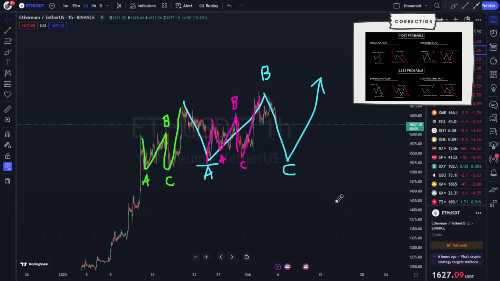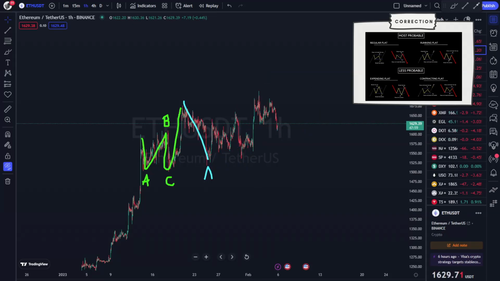The only scenario where it doesn't make a running flat is that there are actually two scenarios where it doesn't make the running flat. If this one is an A move, this is a B move, with that one a B move, and this is a C move.